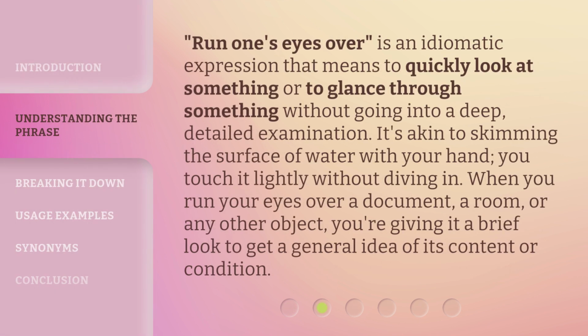Run one's eyes over is an idiomatic expression that means to quickly look at something or to glance through something without going into a deep, detailed examination. It's akin to skimming the surface of water with your hand. You touch it lightly without diving in. When you run your eyes over a document, a room, or any other object, you're giving it a brief look to get a general idea of its content or condition.